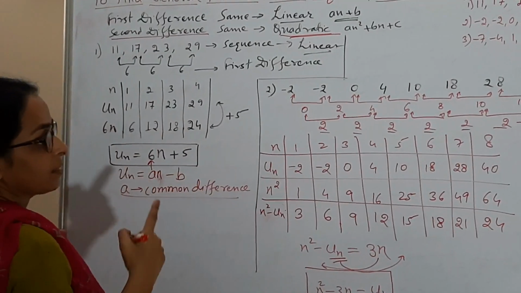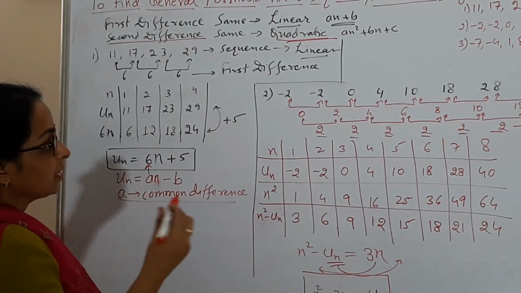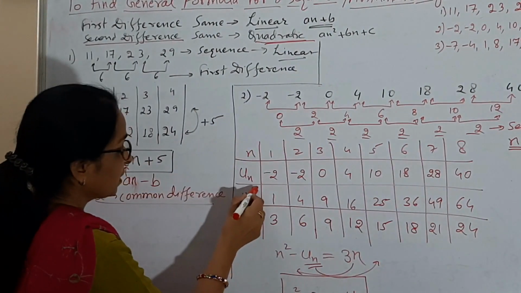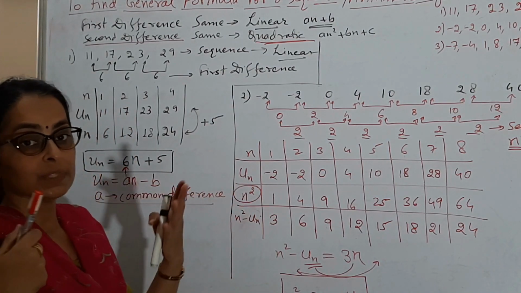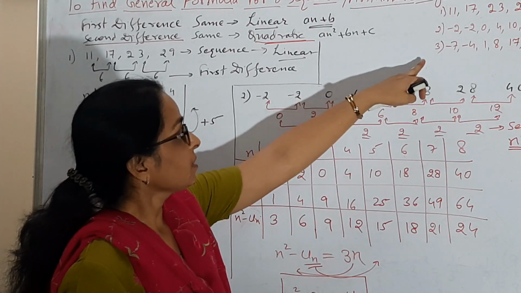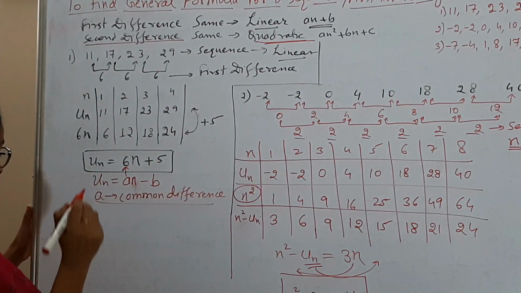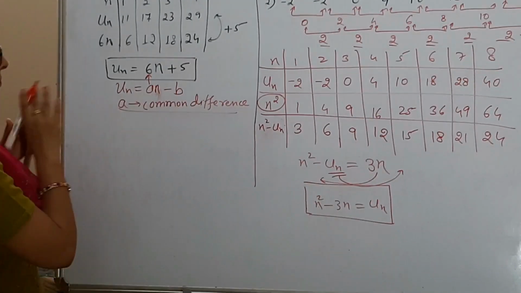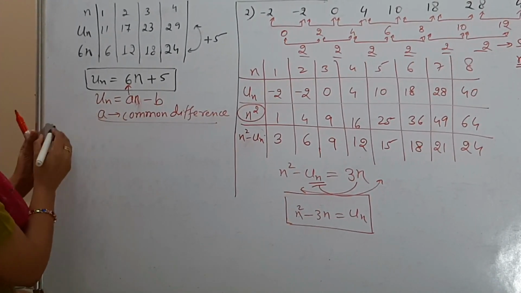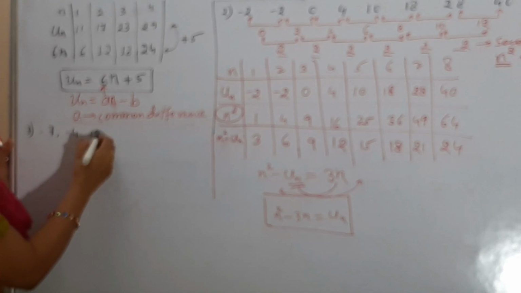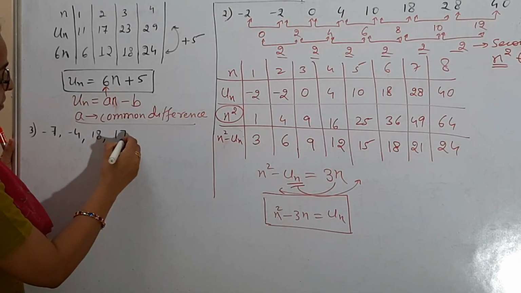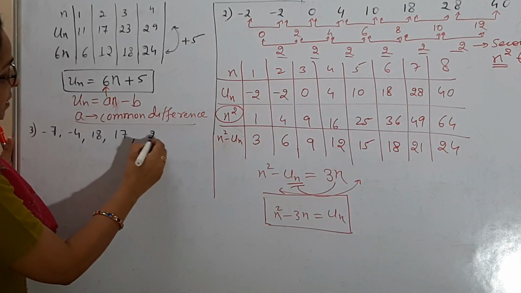Let's take one more example. Why I am taking it is to make this clear, that everywhere we will use n square only, or something else. So it's better to take this example. I will write here. Third one, that is -7, -4, 18, 17, and it is 28.